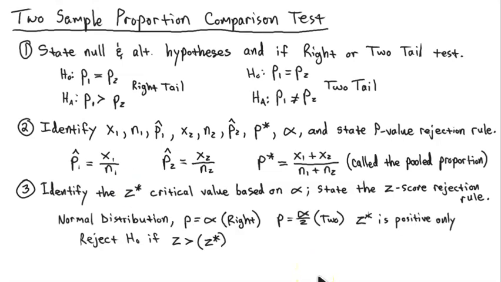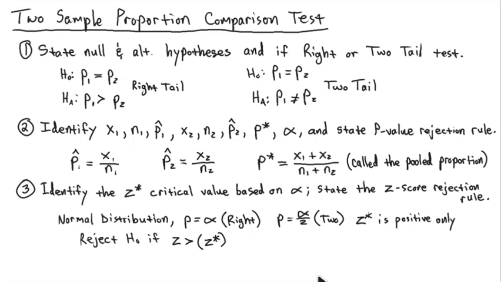For Z critical, we're going to use the normal distribution. We're going to need to put a p-value into the calculator in the far right box. That's our p-value. And remember, the p that we plug in is equal to alpha for a right-tail test, but for a two-tail test, we'll do alpha divided by 2. Now, because we're only doing a right-tail test and a two-tail test, because we're not doing a left-tail test, for this test we are only going to use a critical value that is positive. So Z star, our critical value, we're only going to use a positive critical value in this test.